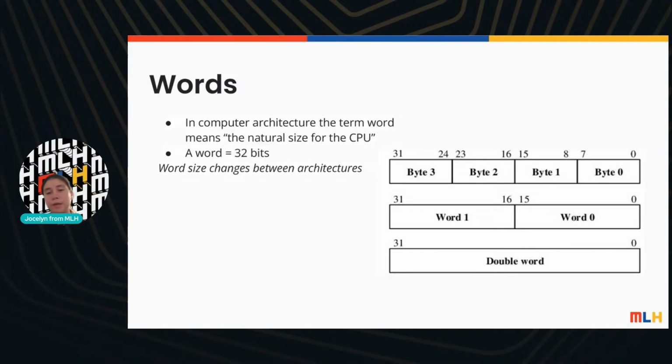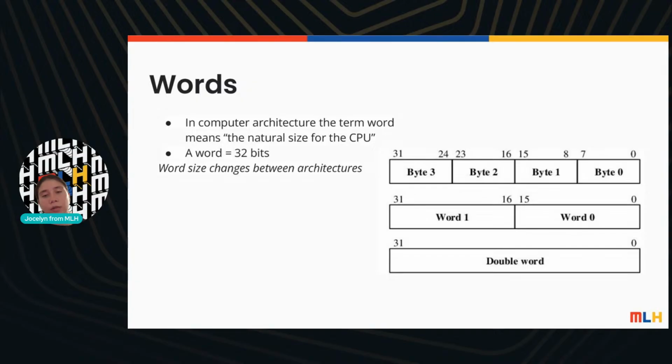Okay. Then another important thing to understand is words. In computer architecture, the term word basically means the natural size for the CPU. A word is equal to 32 bits, and word size changes between architectures. So depending on the architecture that you are based in is the size of the word that you're going to be having. There's not much to understand here. It's just a concept that a word is equal to 32 bits.